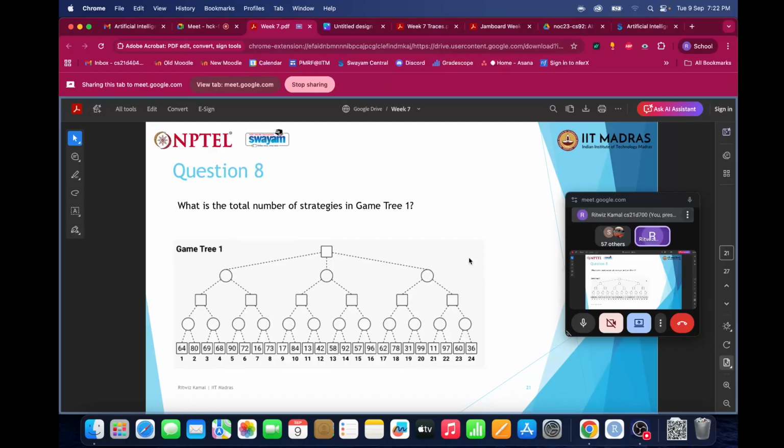Okay, the next question asks us, what are the total number of strategies in game tree 1? So what do you think is the total number of strategies? Remember the rule that we were following initially: one child of max node, all children of min node.